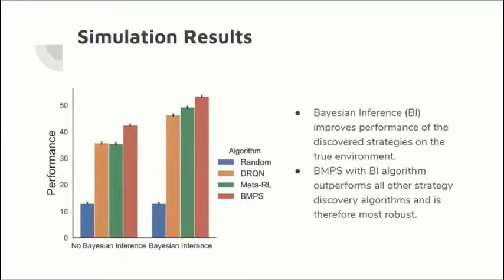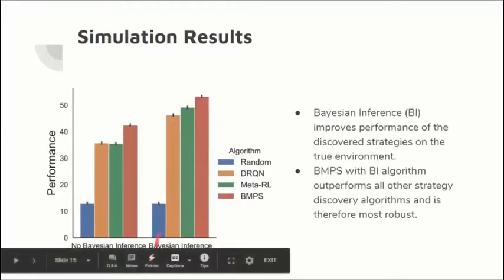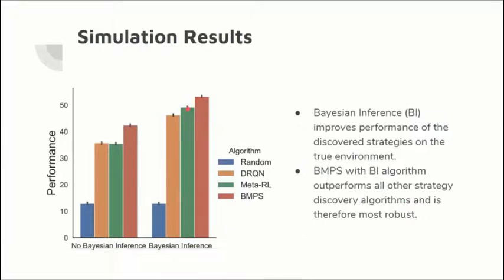Coming to the simulation results, with Bayesian inference indicates that the algorithms were trained on samples from the posterior. Without Bayesian inference indicates that the algorithms were trained only on the biased environment. We find that the Bayesian inference improves the performance on all the three algorithms. BMPS with Bayesian inference performs the best.